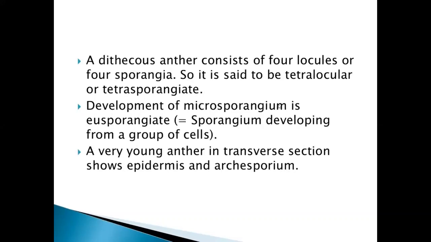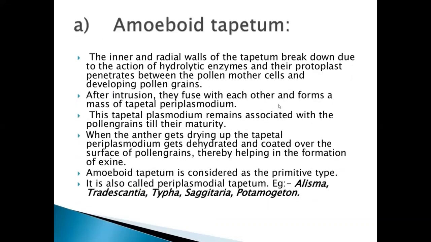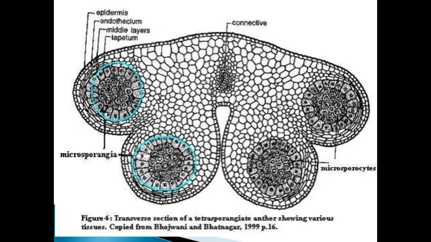As per the same, a dithecous anther consists of four locules or four sporangia, so it is said to be tetralocular or tetrasporangiate. You can observe this in the diagram. This is the complete anther structure, with the monothecous and dithecous types. This is the dithecous anther, the transverse section of the tetrasporangiate anther, showing the various tissues. That is the anther structure.